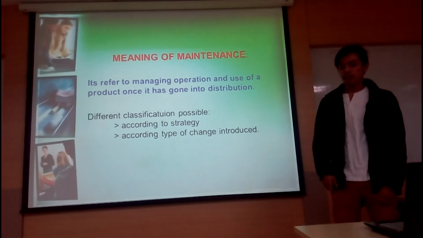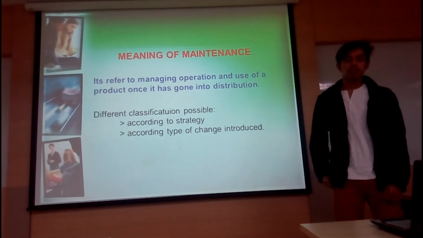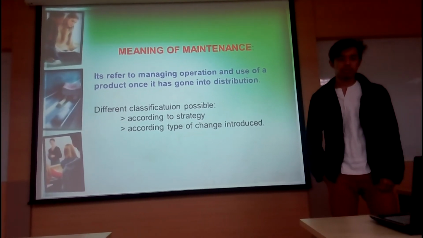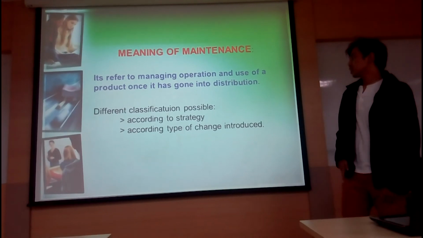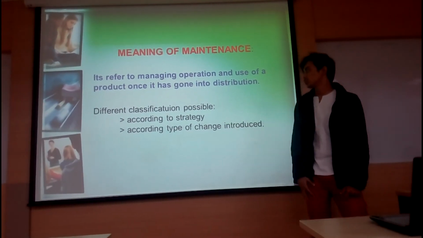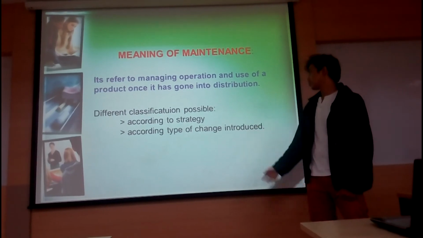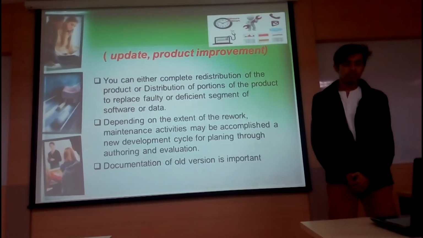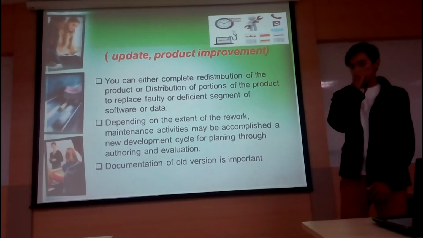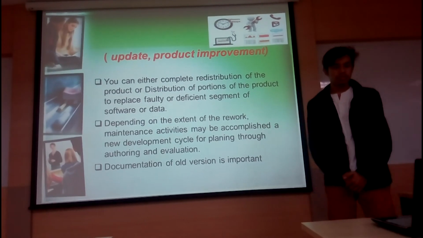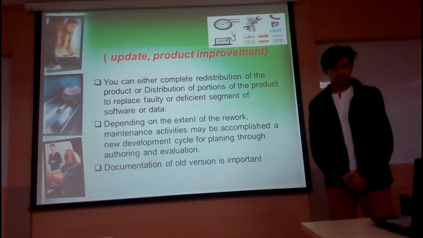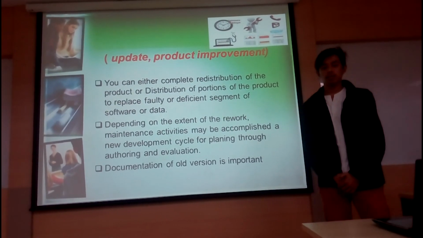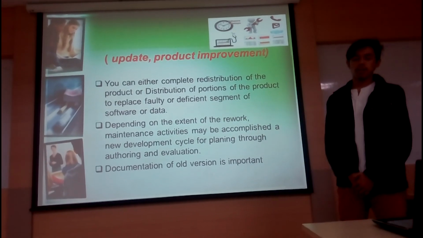The meaning of maintenance is that it refers to managing the operation and use of a product once it has gone into distribution. The difference is classification according to strategy and the type of change introduced. So next is the update and product improvement. You can do either a complete redistribution of the product or redistribution of a portion of the product to replace faulty or deficient segments of software and data.